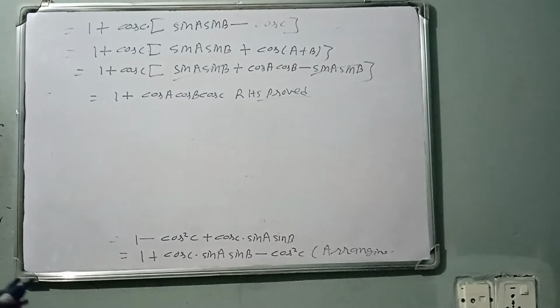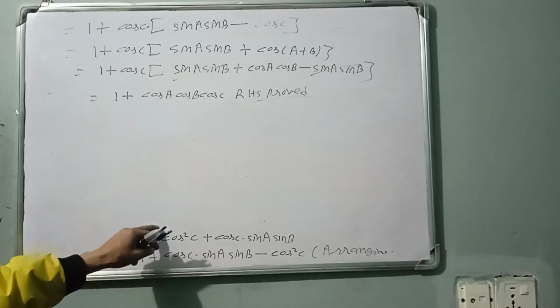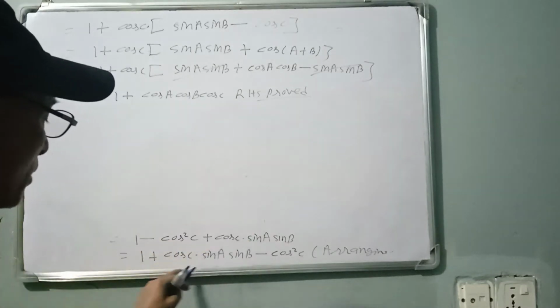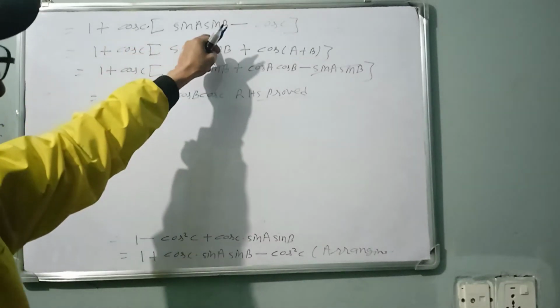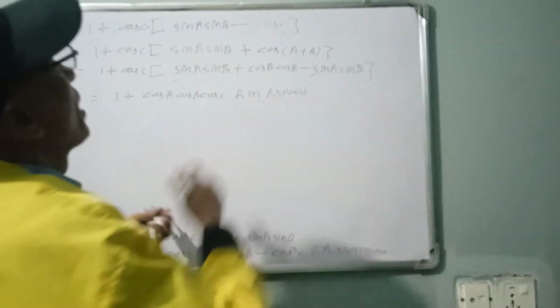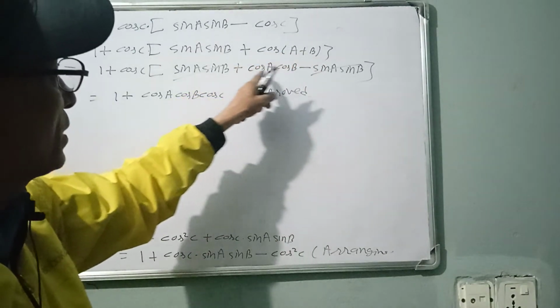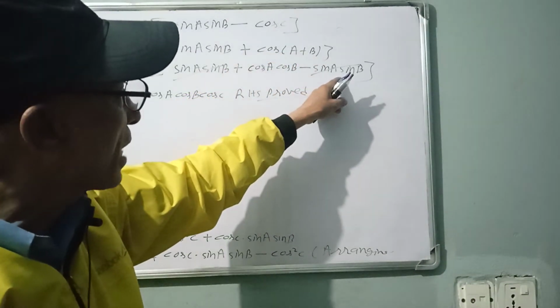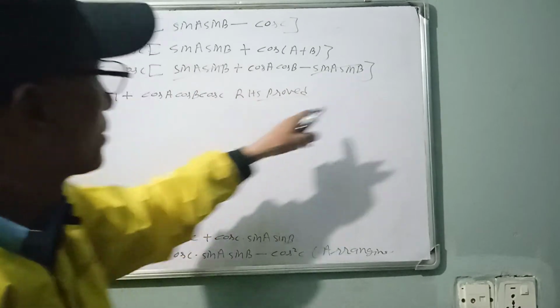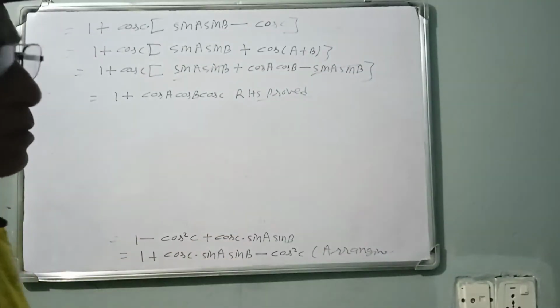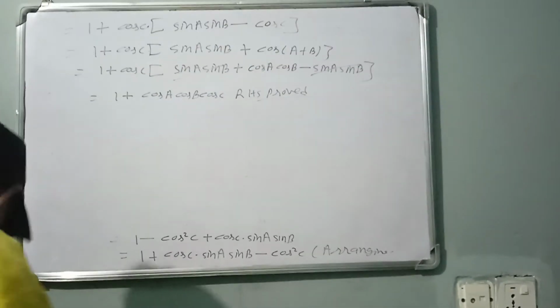First of all, from the first and second, take common, and sin A plus B is sin C, sin C into sin C is sin square C, that is 1 minus cos square C. Arrange, bringing the later term forward. Take cos C common: sin A sin B minus cos C, and minus cos C is cos A plus B, that is cos A cos B minus sin A sin B. Sin A sin B cancels, plus minus, and 1 plus cos A cos B cos C, RHS proved.